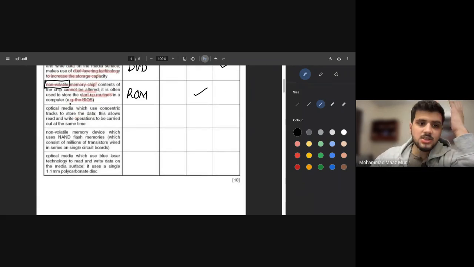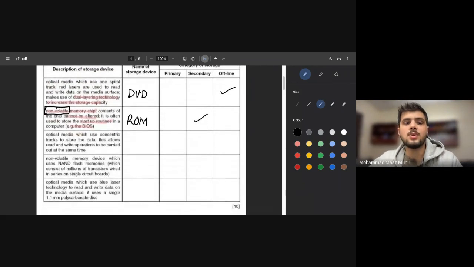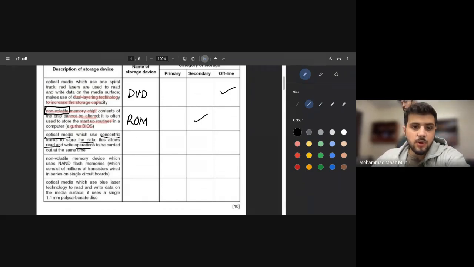Continuing, we have the third one stating clearly optical media. So we now know that optical media is being discussed. Okay, this one is going to be offline. And then it says that it makes use of concentric tracks to store the data, and this allows read and write operations to be carried out at the same time. So when we have a scenario like this, we are talking about an extension of DVD, and we call such a DVD a DVD RAM. And the answer to this one is again offline. So you go with offline and you'll be good to go.